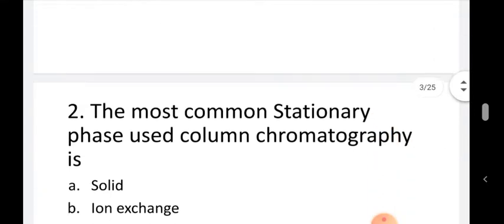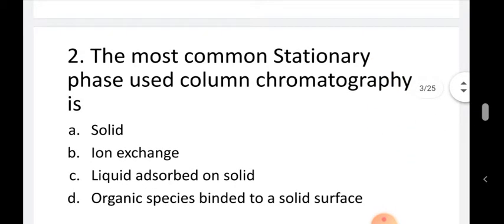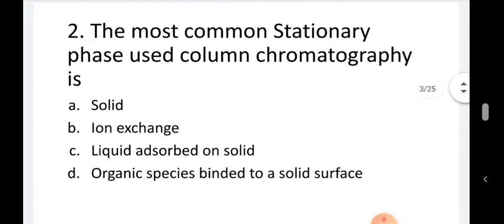The most common stationary phase used in column chromatography is a solid, an ion exchanger, a liquid adsorbed on solid phase, or an organic species bonded to a solid surface. Well, usually most of the columns presently make use of an organic species bonded to a solid surface. So the answer to this is D.